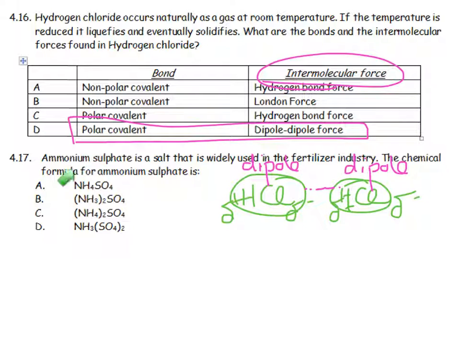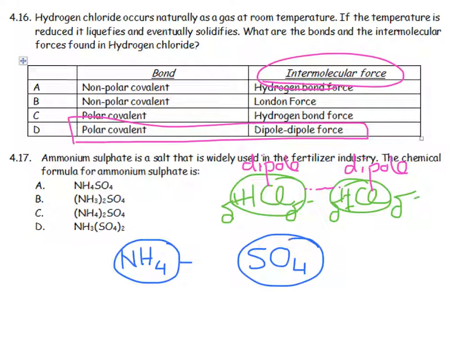Ammonium sulfate is a salt that is widely used in the fertilizer industry. The formula for ammonium sulfate is NH4. We are now expected to know it has a valency of 1 because it would have been NH4 plus. Sulfate, SO4 2 minus, has a valency of 2. If I now hold hands on those, I land up with 2 NH4s joining onto 1 sulfate. So I need a bracket for the NH4, 2, and then sulfate. So C is your correct answer.